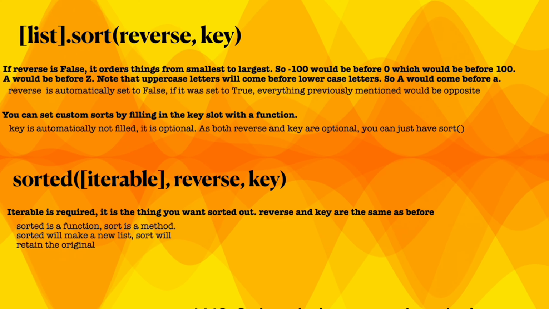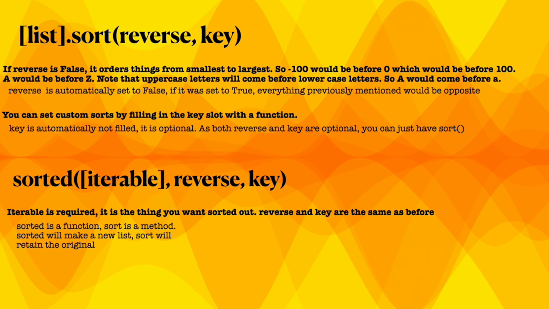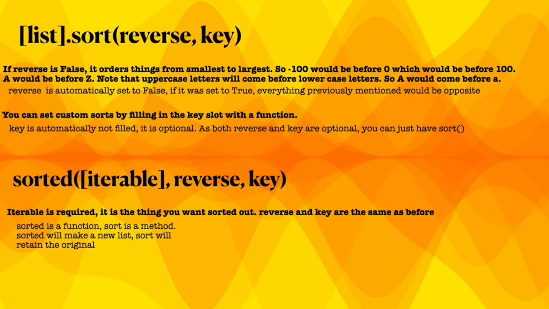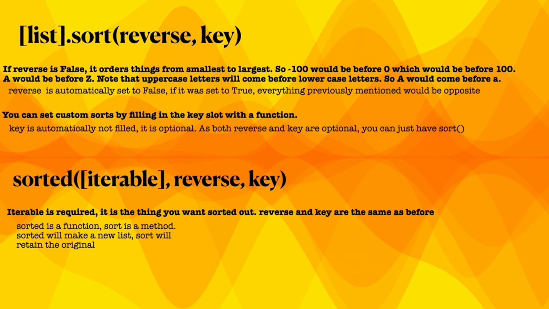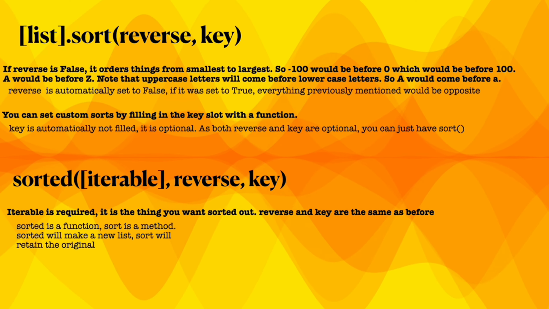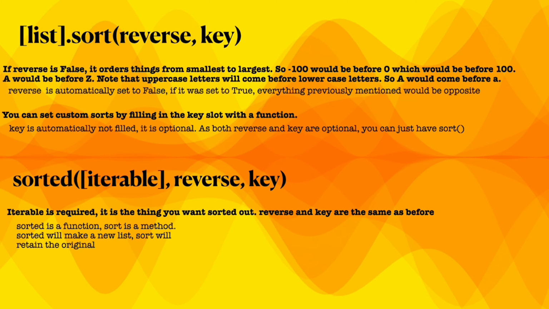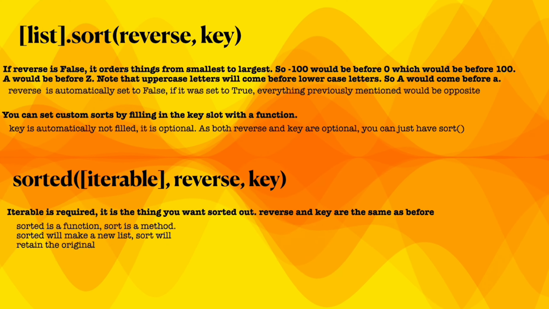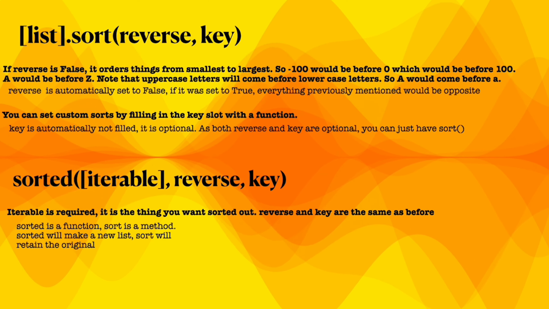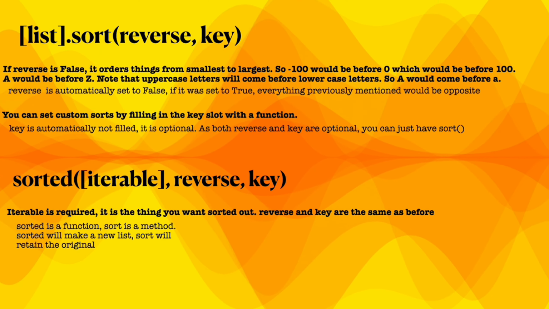So let's say you have a list and you have it before sort, you do list.sort, then there are two parentheses. There are two optional inputs or arguments that you can have in sort. There is reverse and there is key. If reverse is false, which it automatically is false, so you don't need to put anything in it, it would order things from smallest to largest. So minus 100 would be before 0, which would be before 100.